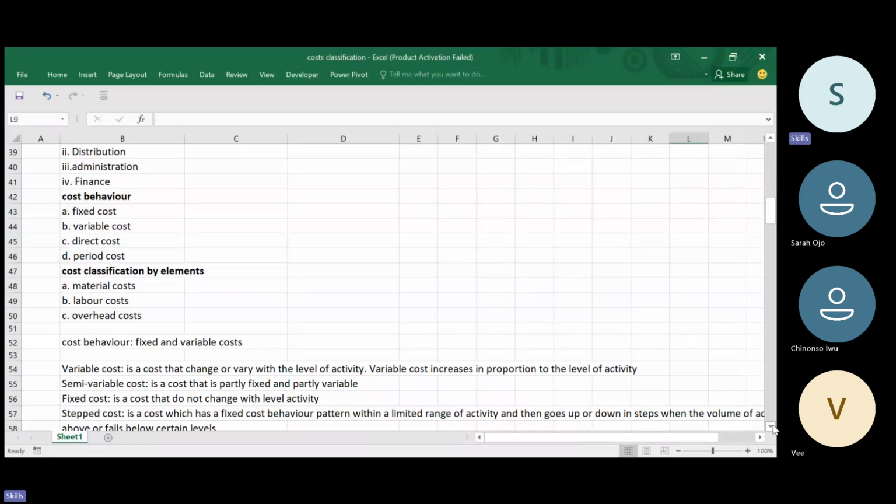Then we have cost behavior. The cost behavior, it is what we have said. We said the cost can behave in a fixed way or in a variable way. So we have fixed cost and variable costs.